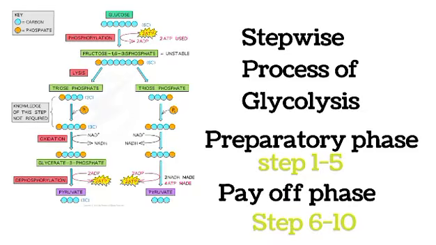4. Dehydration of 2-phosphoglycerate. 2-phosphoglycerate loses a molecule of water to form phosphoenolpyruvate, PEP, by enolase. 5. Substrate-level phosphorylation. PEP donates a phosphate group to ADP, forming ATP and pyruvate by pyruvate kinase.